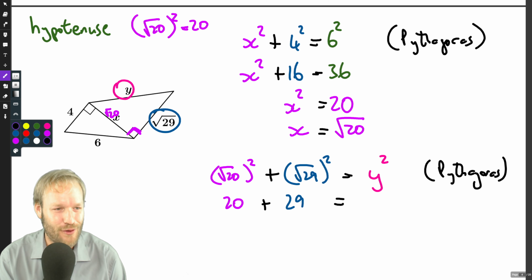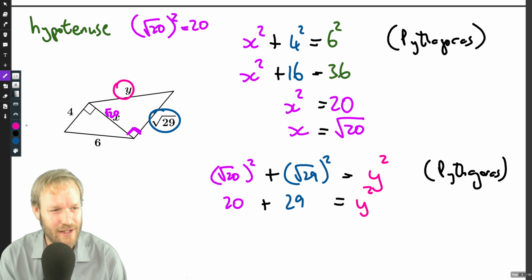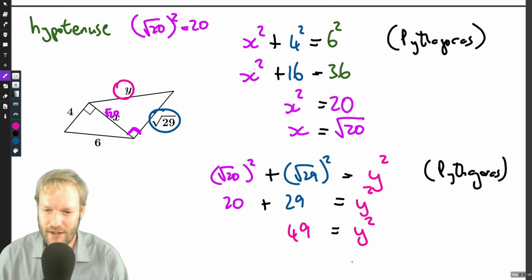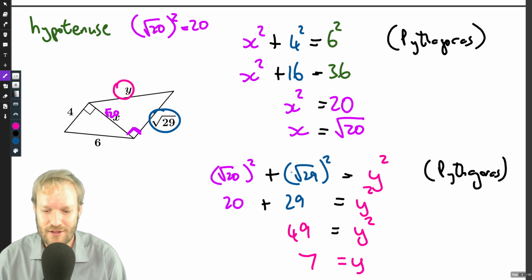Okay, so we've got equals y squared, and so we can solve, right? So 20 plus 29 gives us 49. That's equal to y squared. So therefore y equals the square root. Well, what squared is going to give us 49? In this context, 7. So therefore y is 7.